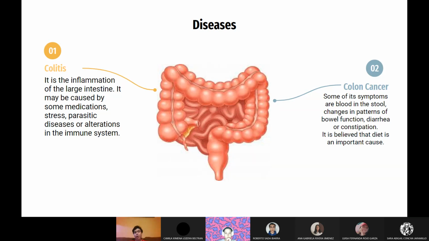Next, we have colon cancer. It's a cancer, as we know, that may happen in a lot of parts of the body, but colon cancer specifically has as symptoms blood in the stool, changes in patterns of bowel function, diarrhea, or constipation. It is believed also that diet is an important cause of colon cancer, but it isn't 100% certain. But in order to prevent it, you should have a good diet to be more healthy.